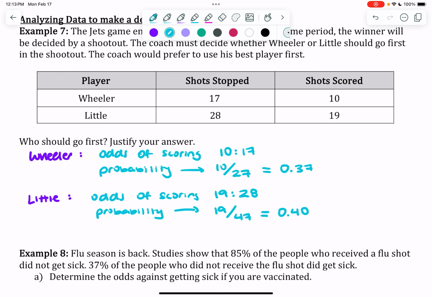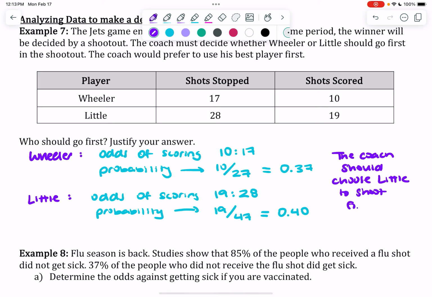I know that Little's probability is higher than Wheeler's, which means that if I were the coach I should choose Little, because he has the higher probability of scoring. The coach should choose Little to shoot first. So this is an example of how we can use data to make a decision. We have one more example that we're going to take a look at as well.